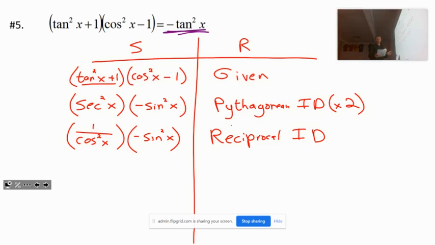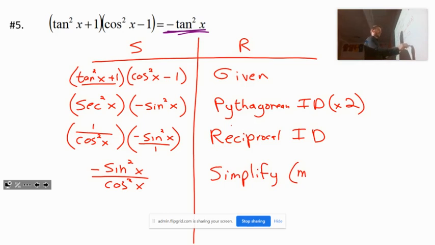And now I see I'm pretty close to that final step I need. What I can do is multiply those two together. This is essentially negative sine squared over 1. So multiply the tops together and the bottoms together. You get negative sine squared of x over cosine squared of x. That's just simplifying.